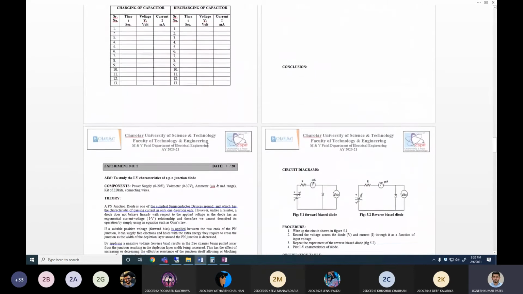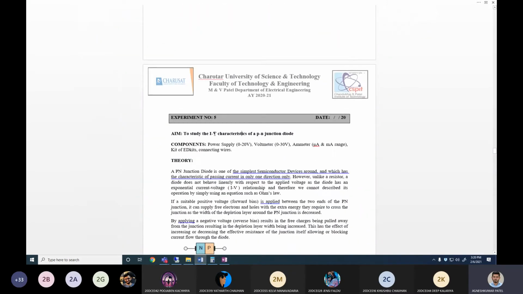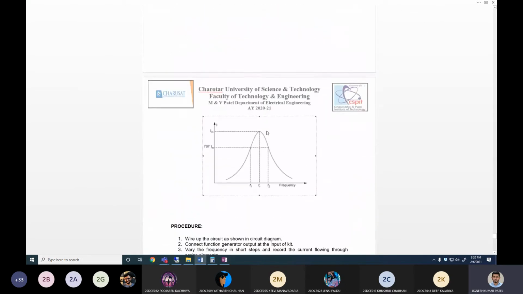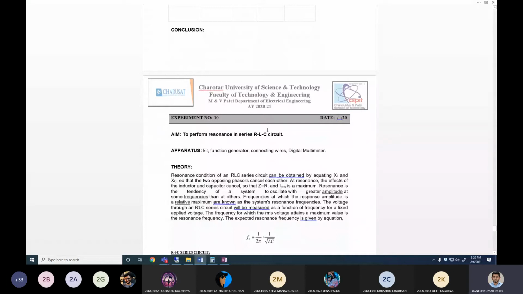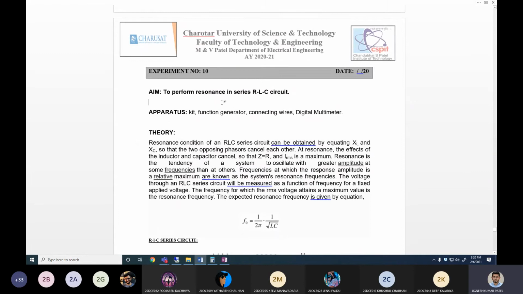Let's see what's the new one. It is the Zener diode, but the IV characteristic we'll take later on. Before that, there should be one more. Yeah, we'll complete this experiment first. Experiment number 10, it's just a number, but basically what is this experiment? We have already covered the theory: resonance in an RLC circuit. We know what series resonance in an RLC circuit is.